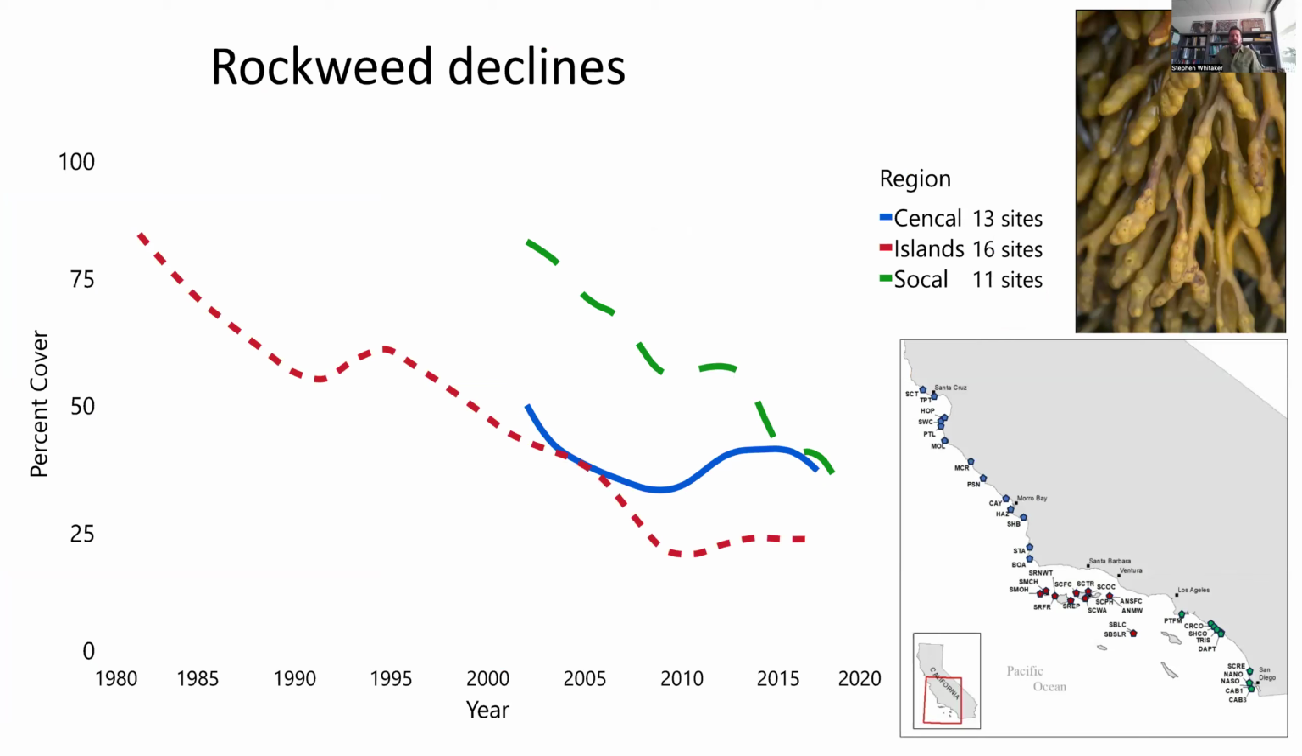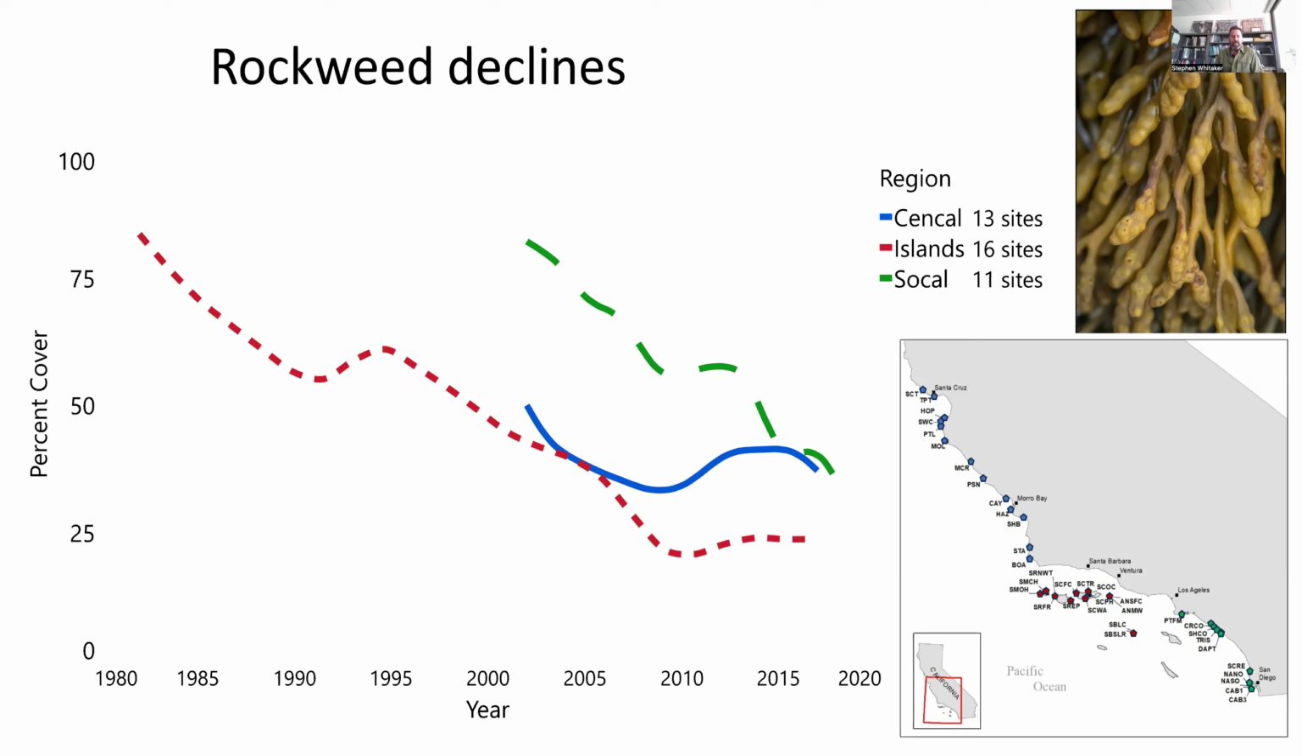So along the West Coast, one of the important canopy forming algae are known as rockweeds. I consider that just a large group of algae, they're some of the most important species within the rocky intertidal community. And we've seen that those rockweeds have shifted over time as well. In fact, they've decreased in abundance.